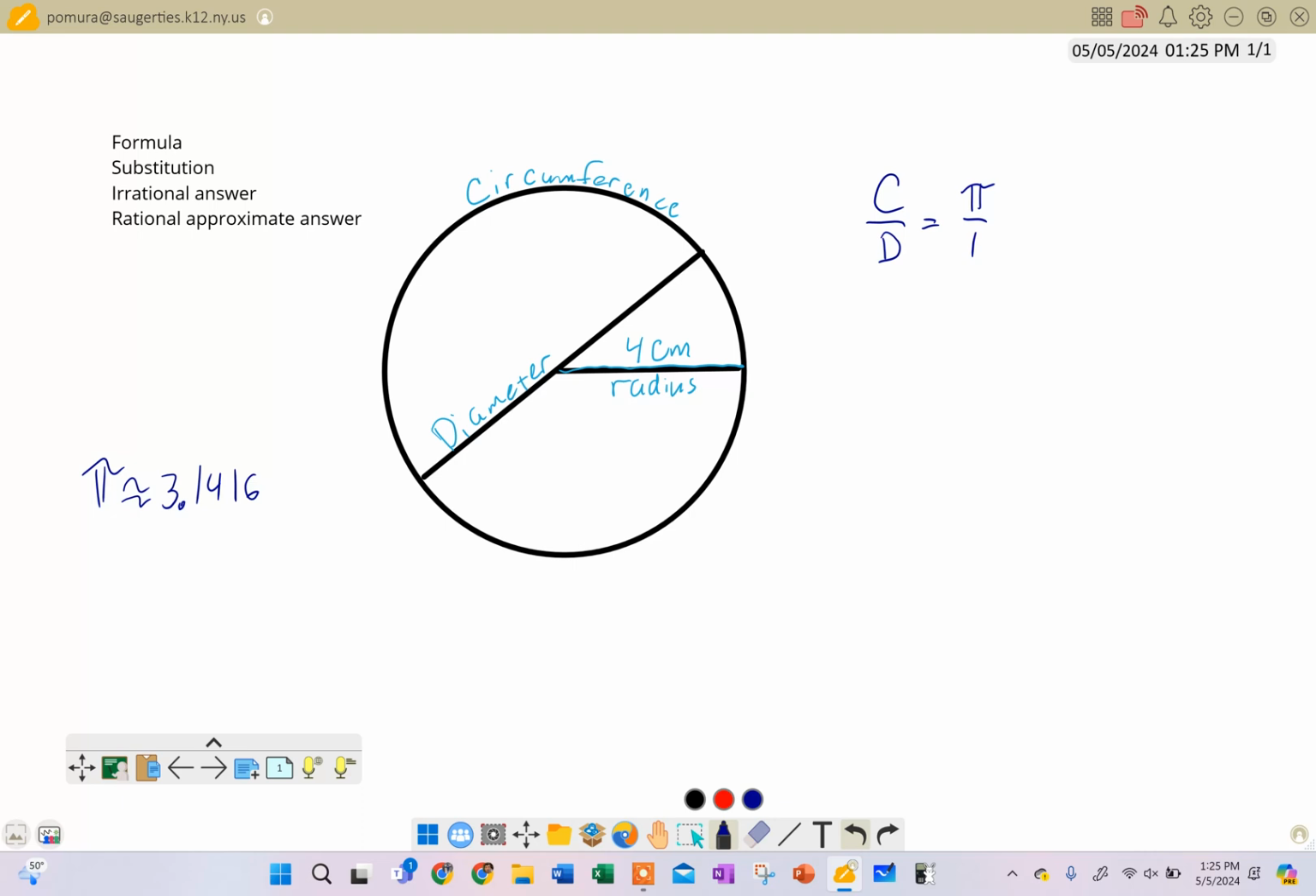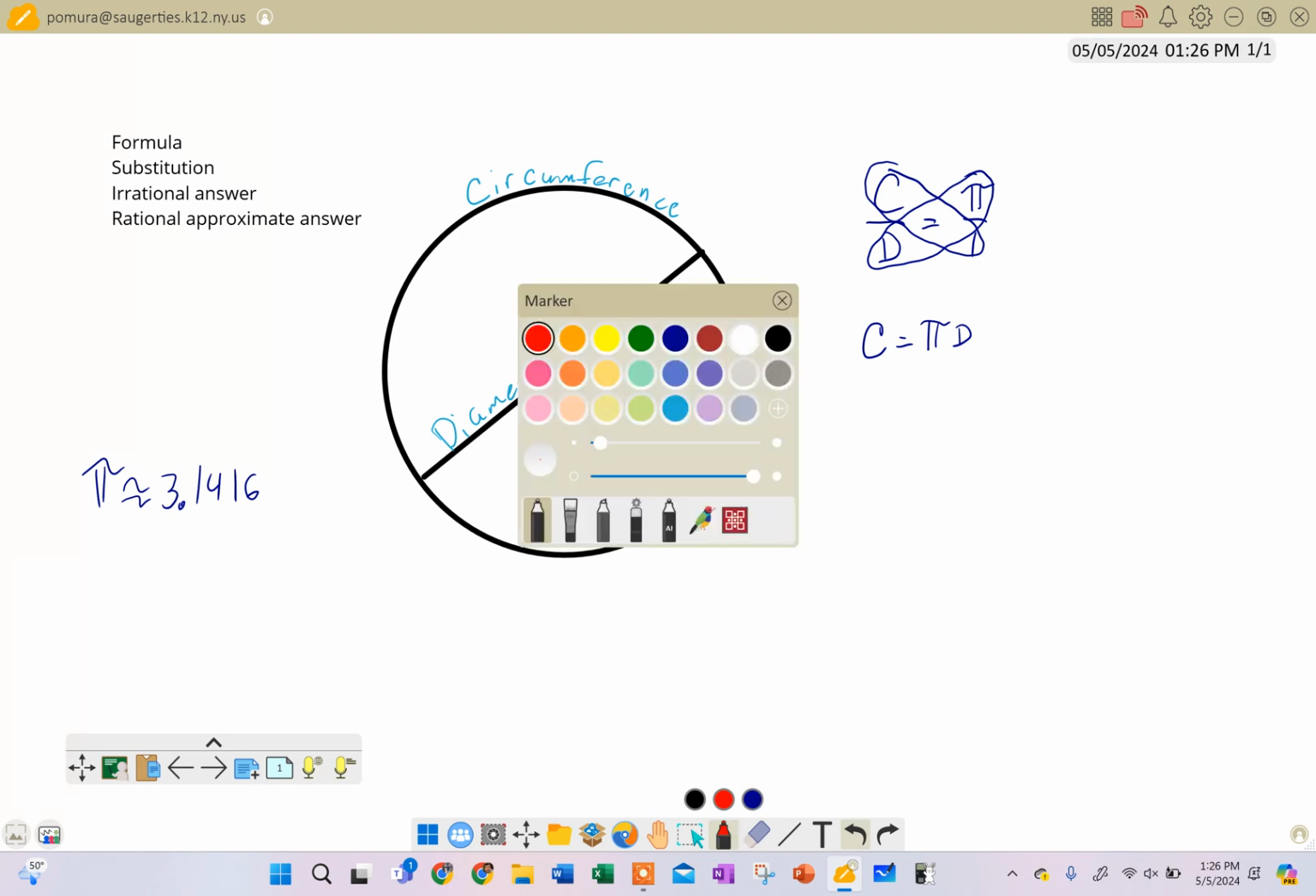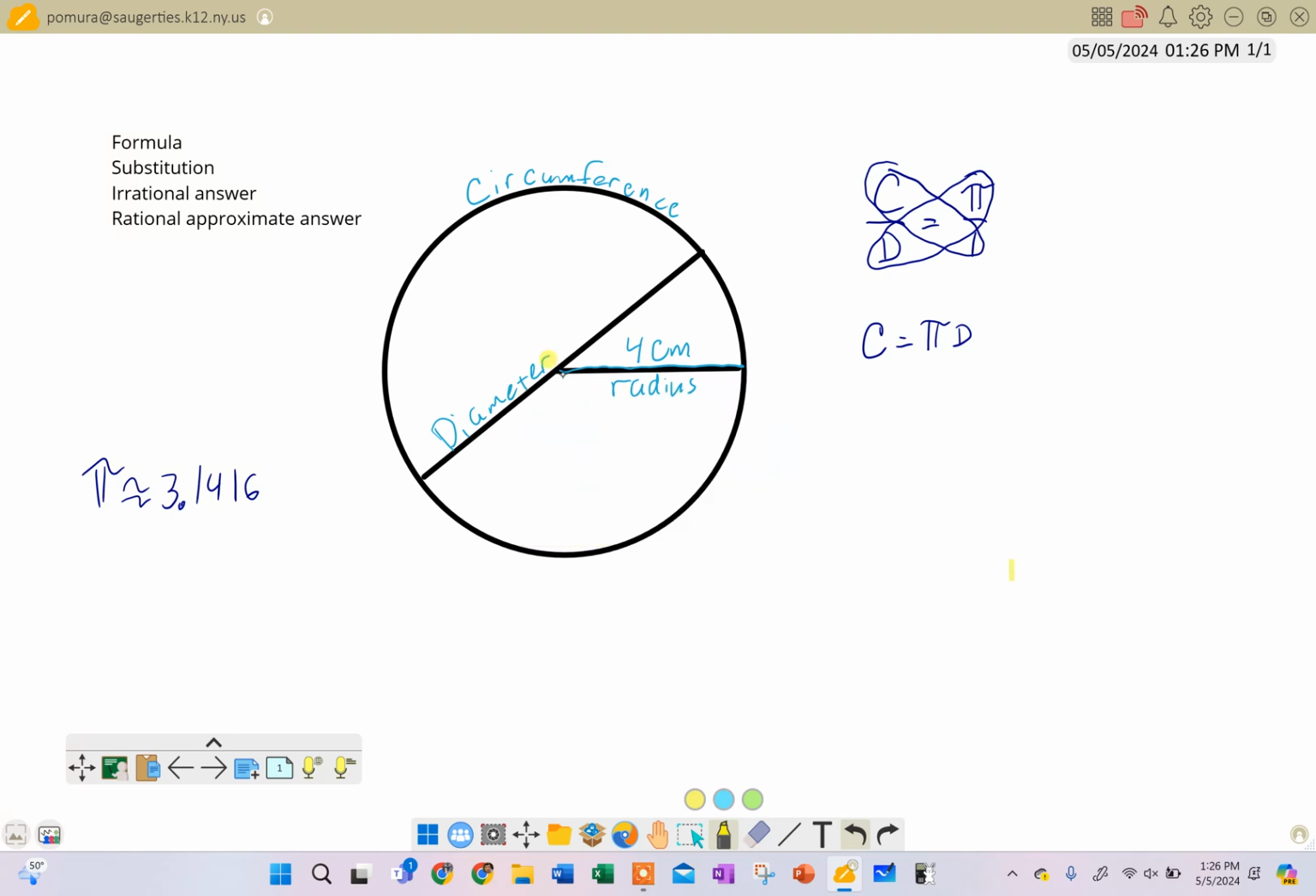The nice thing about this is there's circumference. If we cross multiply, we get circumference equals pi times the diameter. So that's the circumference formula. The other circumference formula doesn't use the diameter. It uses the radius. Now, you'll notice that the radius is, let's see if we can use this. Oh, this might work. The radius here is half the diameter.